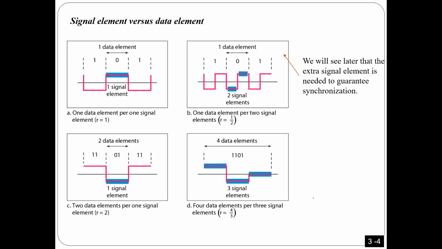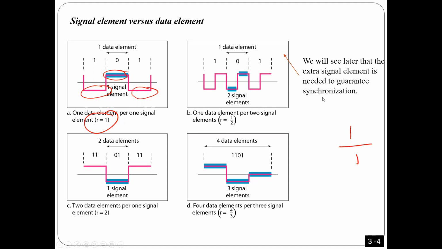Last time I told you, if you see something like that, we have here a data element. Data element means 1 bit. We have also a signal element. So here we have this signal element. You can see r is how many data elements we have divided by signal elements. So here it is going to be 1 bit divided by 1 signal element. In order to transfer 1 bit, I need 1 signal element here. That's why r here is 1/1, which is 1.